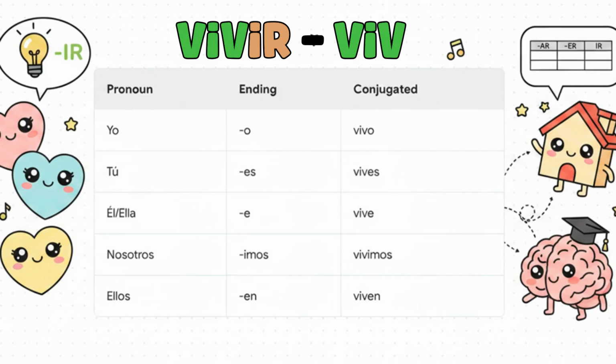Seeing all three of these verb families side by side really solidifies that matching pattern in your brain, doesn't it? Find the stem, identify who is doing the action, and apply the correct ending. It works every single time for regular verbs.